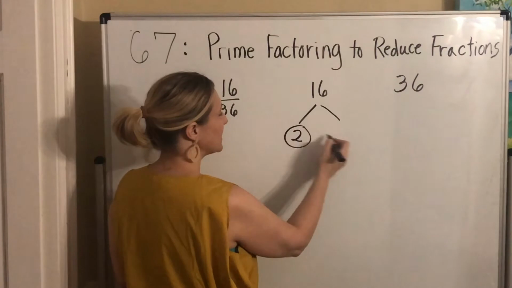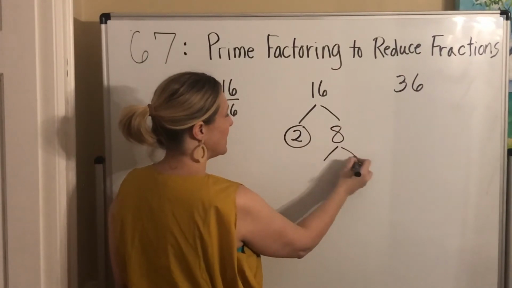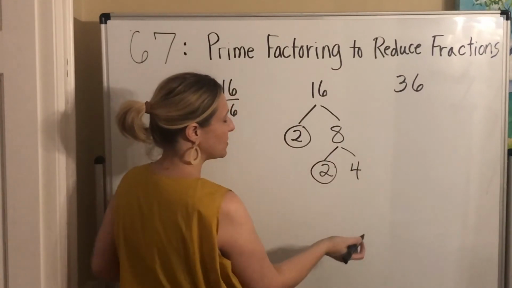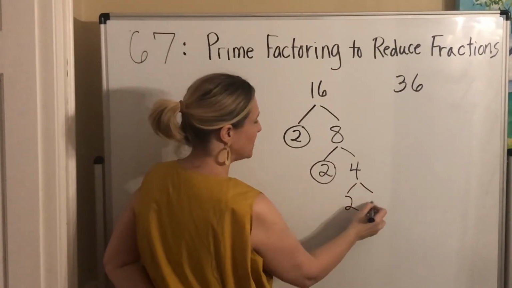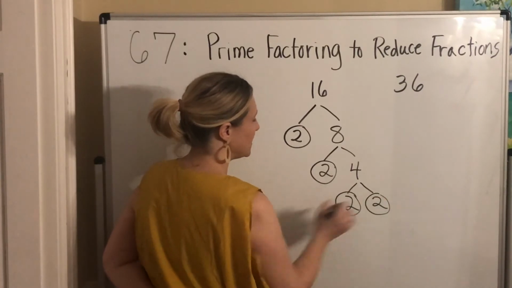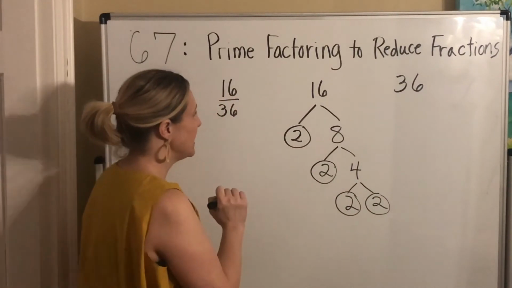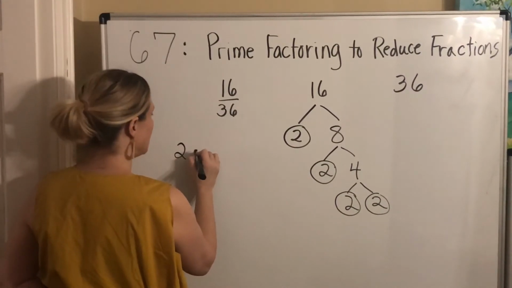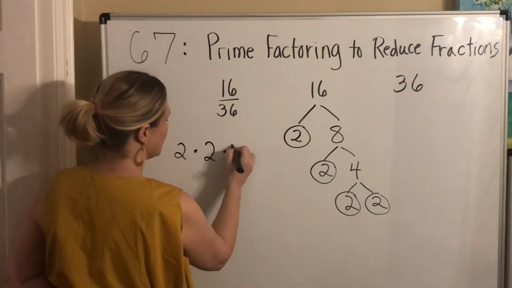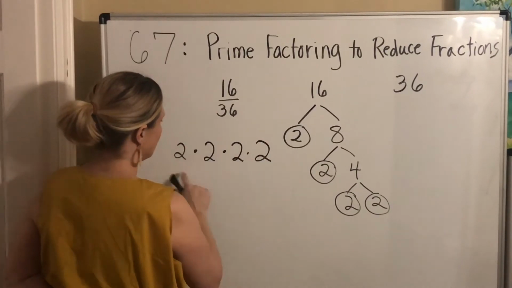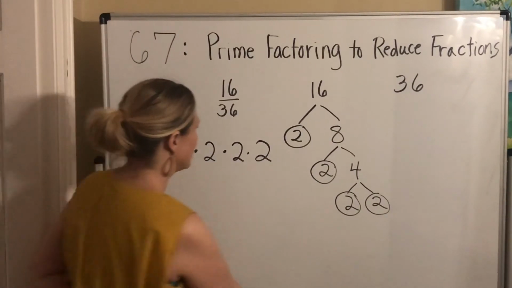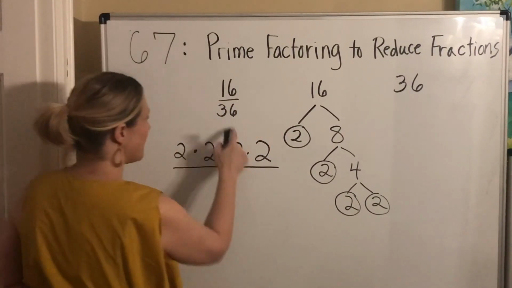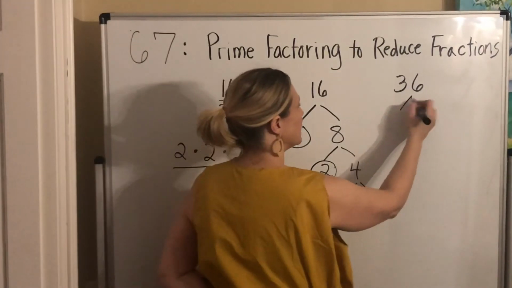2 goes into 16 8 times, and 8 can be broken down into a 2 and a 4. This is prime, so we'll circle it. And 4 is broken down into 2 more 2's, all right? 2 times 2. So the top of this fraction will be 2 times 2 times 2 times 2. 4 2's, okay? Now, let's figure out our denominator, which is 36, okay?